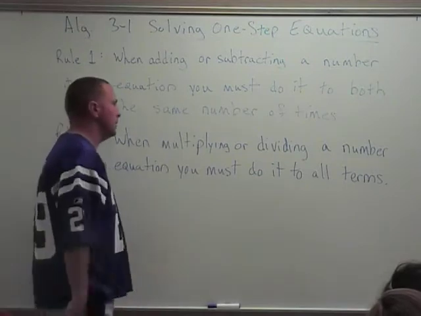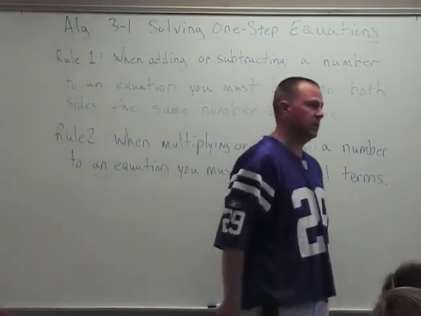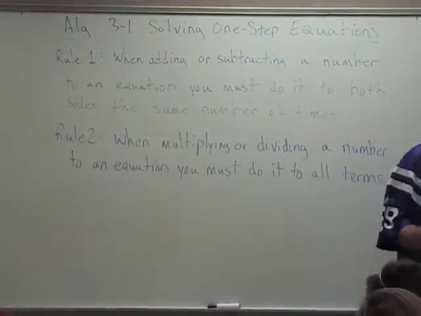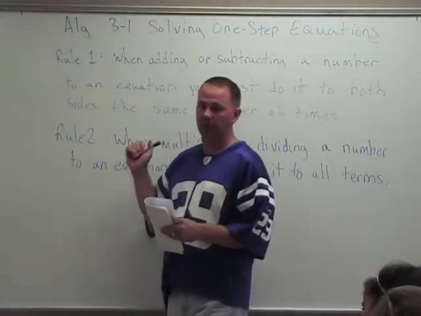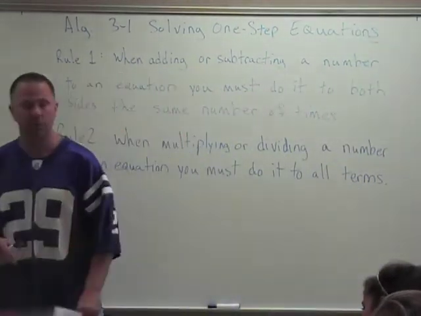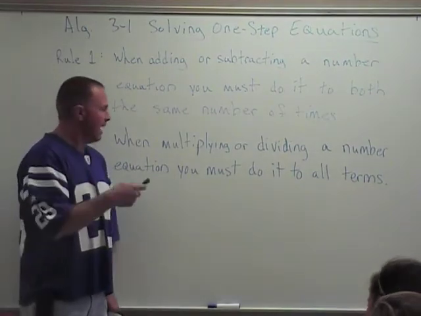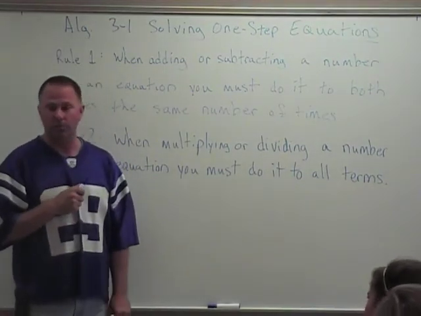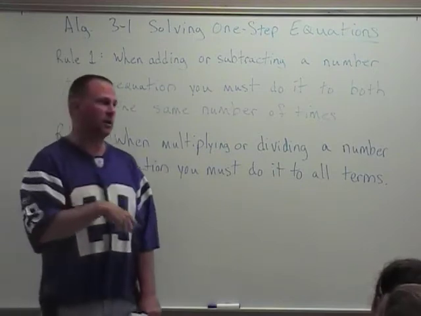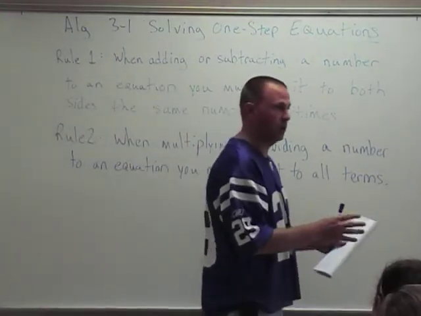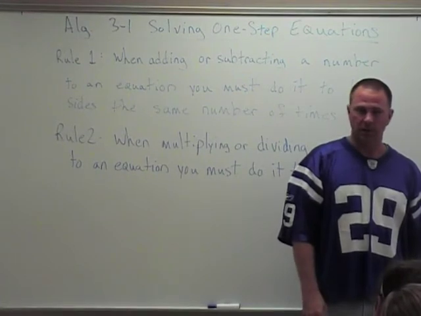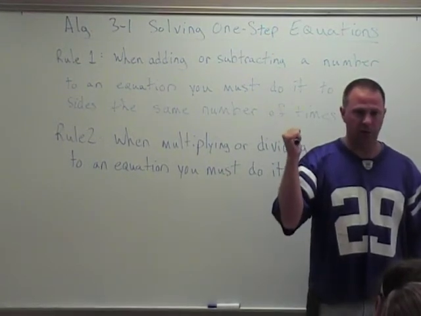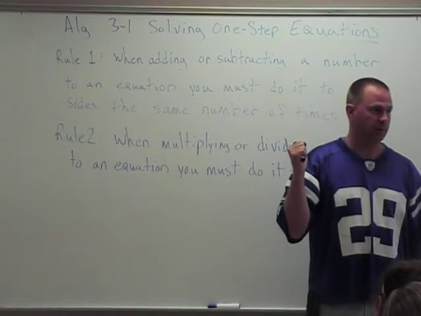You can add anything you want to an equation, just do it the same amount of times on each side of the equal sign. You can multiply by anything that you want. It doesn't have to be a number, but typically we're using numbers. But you have to multiply every term. So that's why we had the exercise where you had to identify what was a term and what isn't a term. So these two things right here you must have memorized.